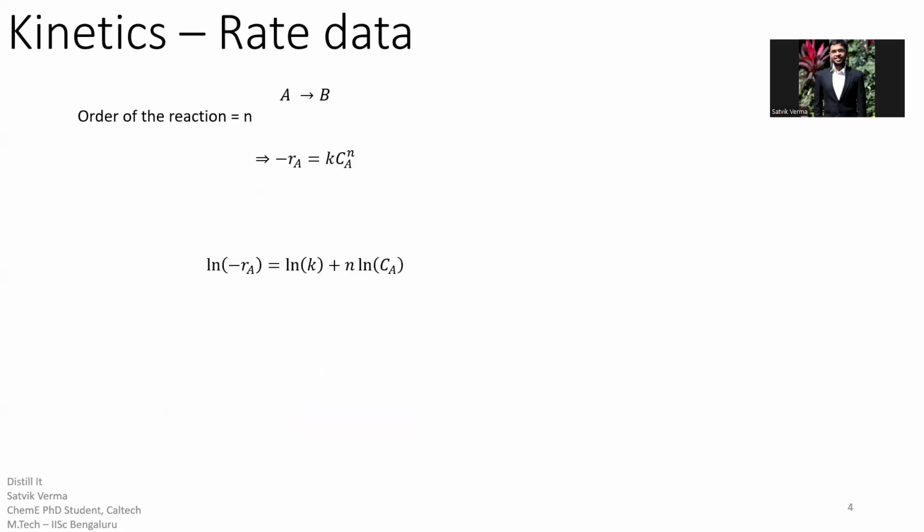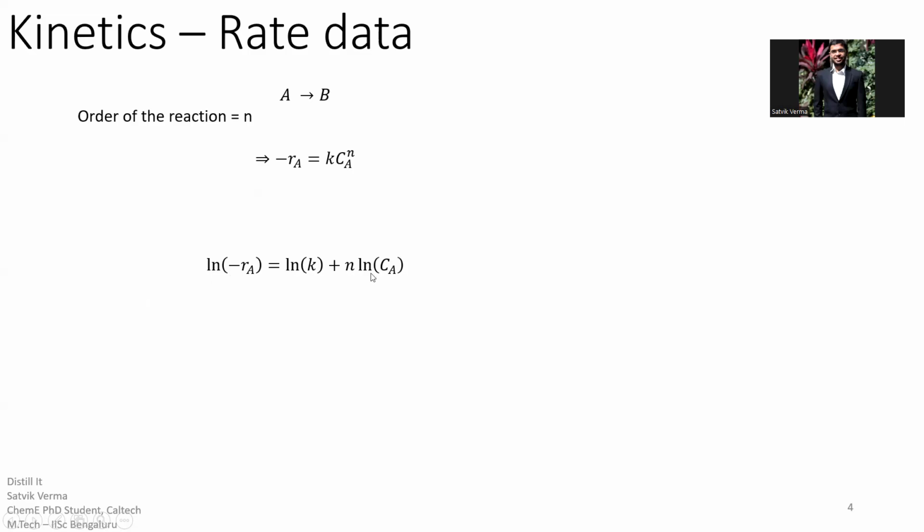So another way you could do it is by directly using the rate data, because this is the rate law: minus Ra equals k Ca to the power n. So you could directly linearize this by taking a natural logarithm of the rate, minus Ra. In that case, you get ln(minus Ra) equals ln k plus n ln Ca.